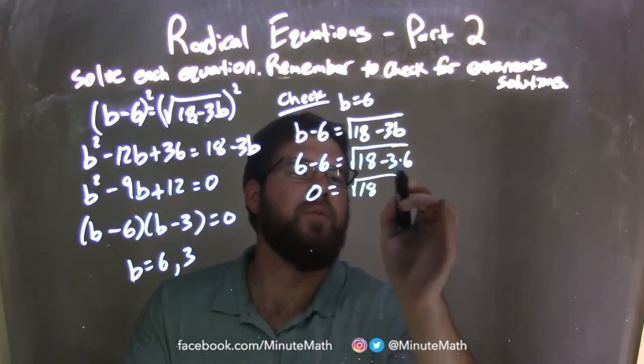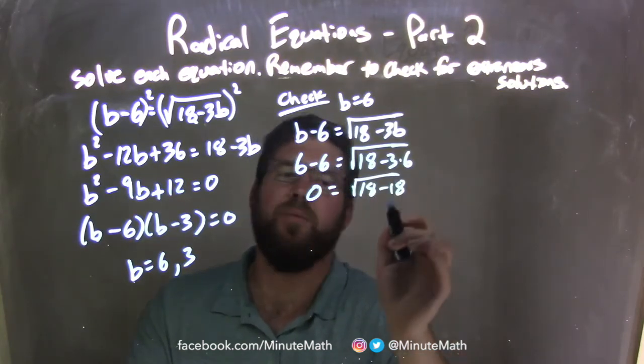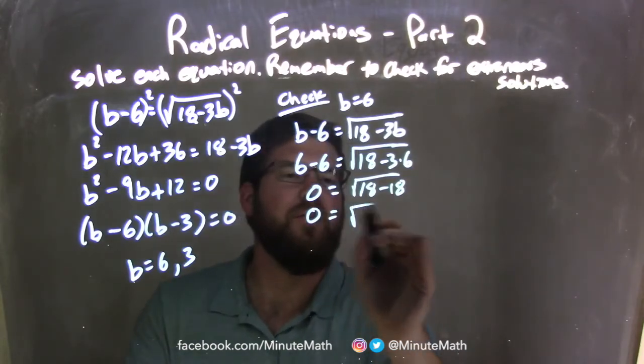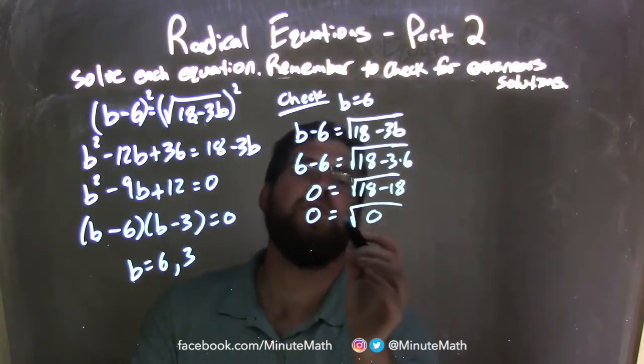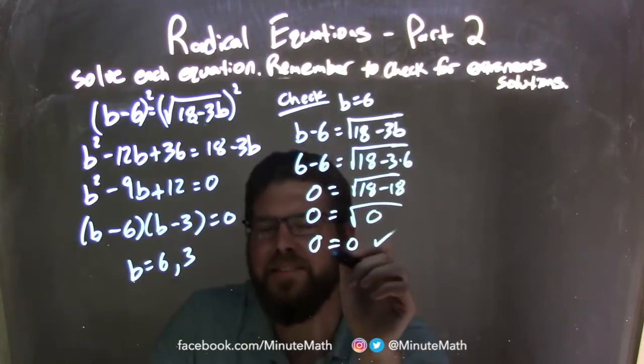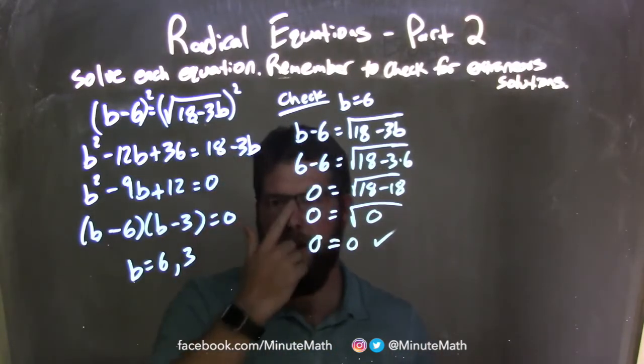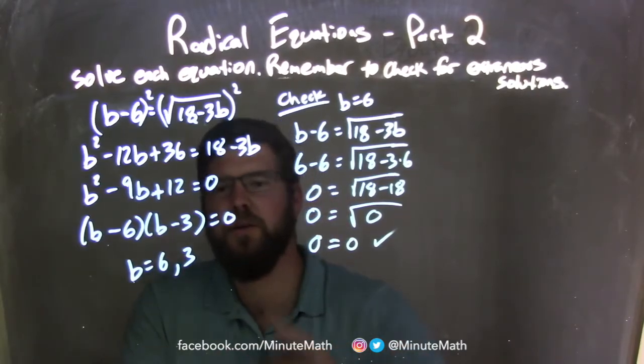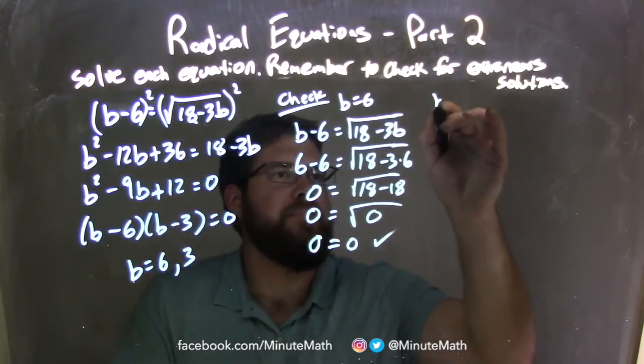18 here. What's 3 times 6? 18. Uh-oh. I'm seeing something. 0 equals square root of 18 minus 18, which is 0. Square root of 0 is just 0, so 0 equals 0. Left and right hand side are equal. 6 is a real solution. But hold your horses here. We gotta check 3.